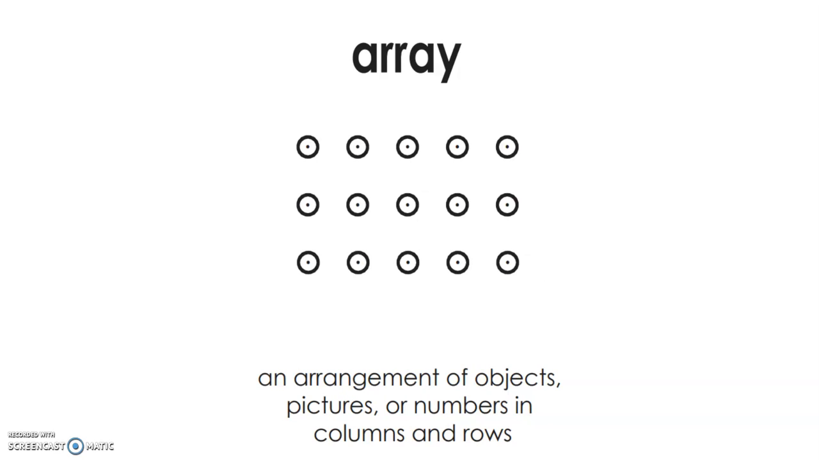We also know about an array. An array is an arrangement of objects, pictures, or numbers in columns and rows. So what would this array be? It would be 1, 2, 3, 4, 5 times 3 rows. So it'd be 5 times 3, which is 15.